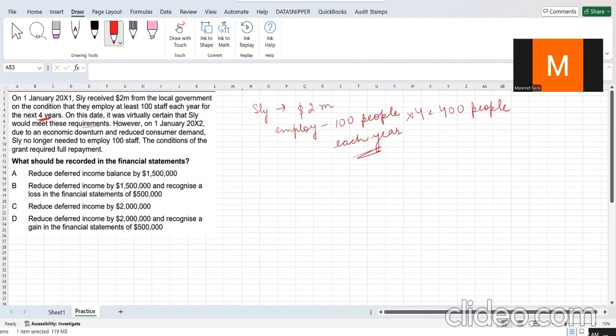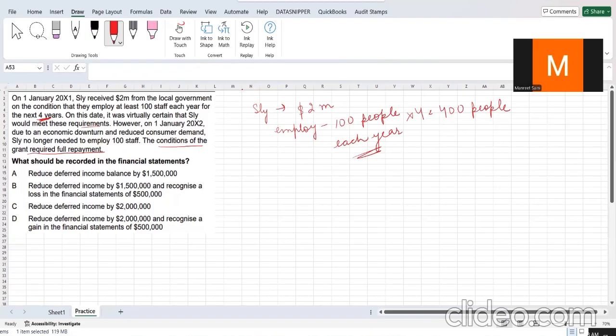However, on 1st January 2002, next year, due to economic turndown and reduced customer demand, Sly no longer needed to employ 100 staff. The condition of the grant requires full repayment. Okay, guys. So this is something that we just studied. We just studied the repayment of the grant. So how do we record it?